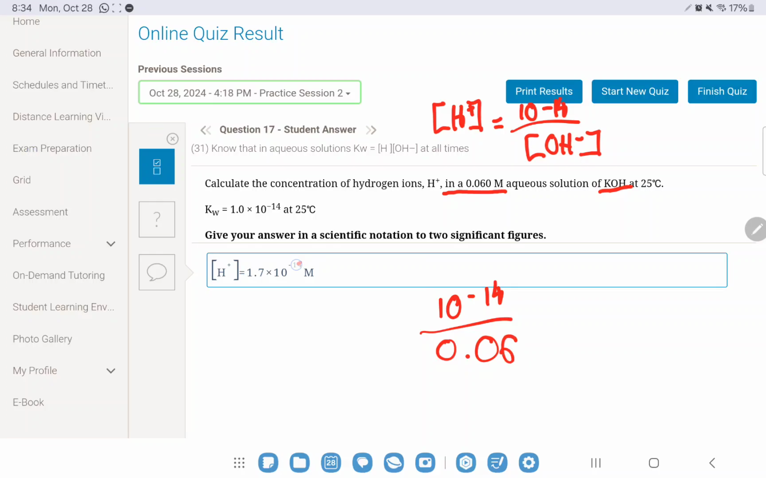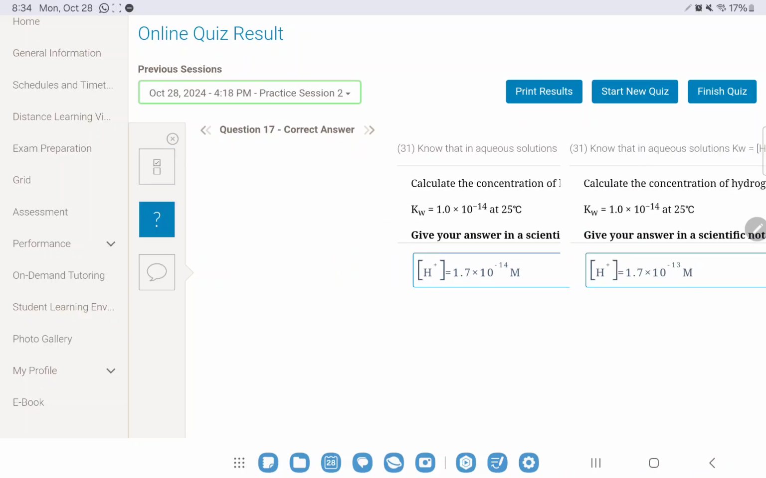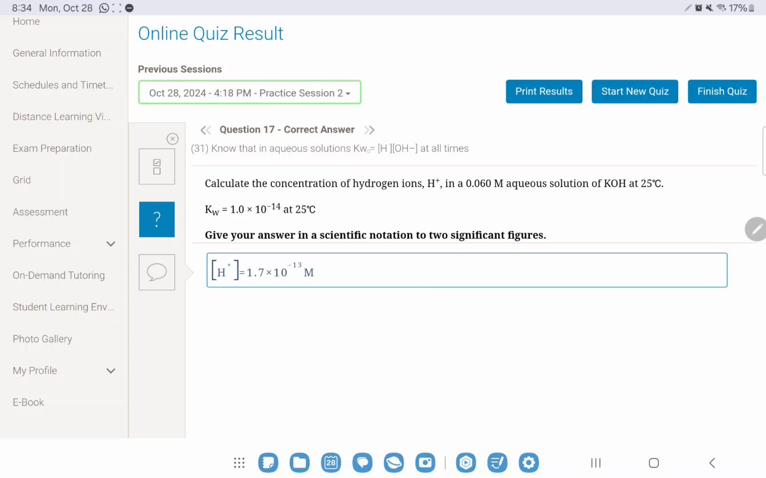Oh, by the way, guys, my answer was wrong because I mistyped this in my calculator. It's 1.7 times 10 power negative 13. So that's what you're going to get. You're going to get 1.67. They want two significant figures, so round it to 1.7 times 10 power negative 13. That's it. See? 1.7 times 10 power negative 13.